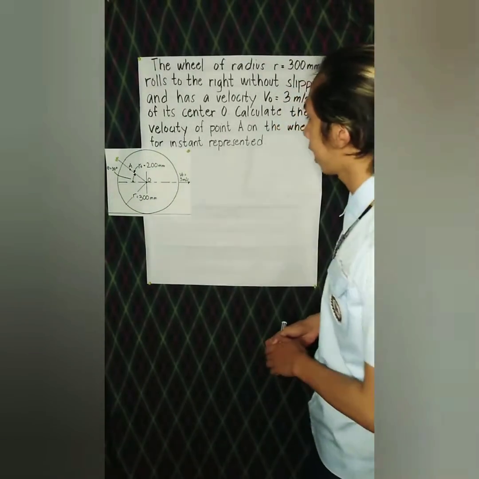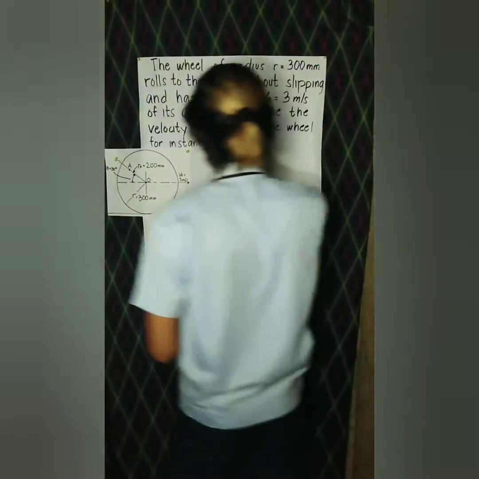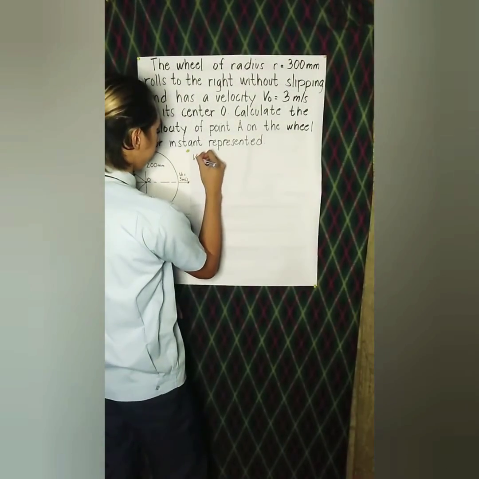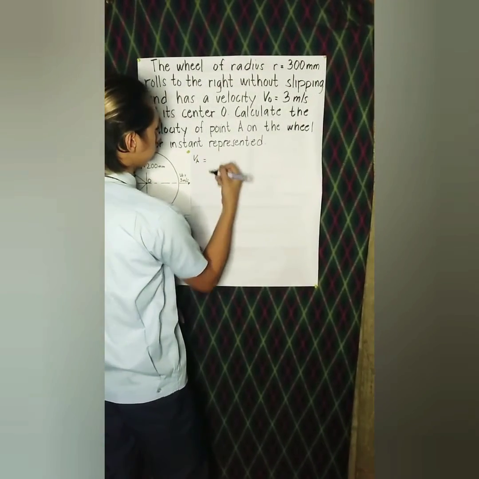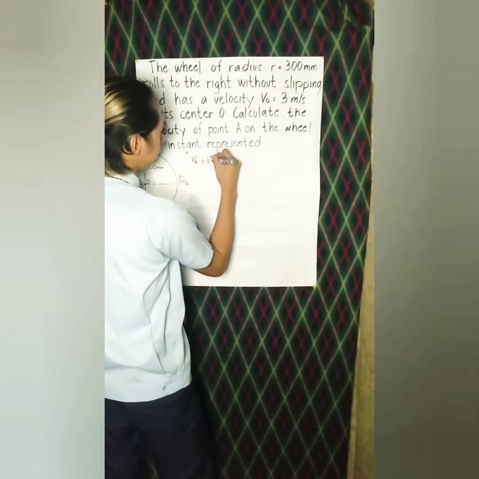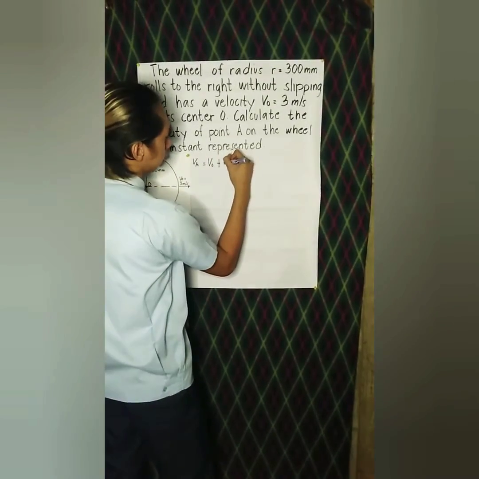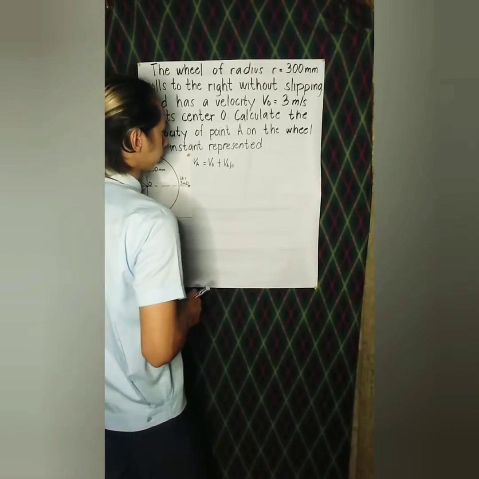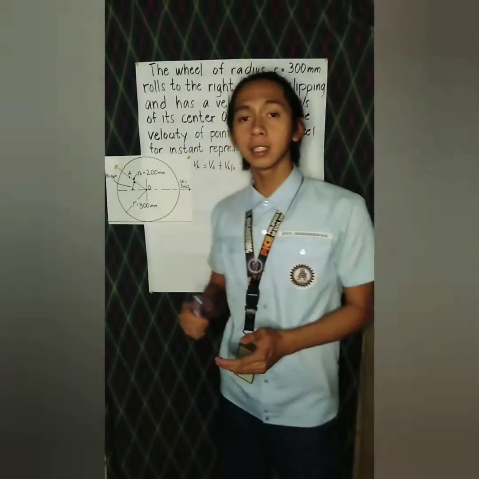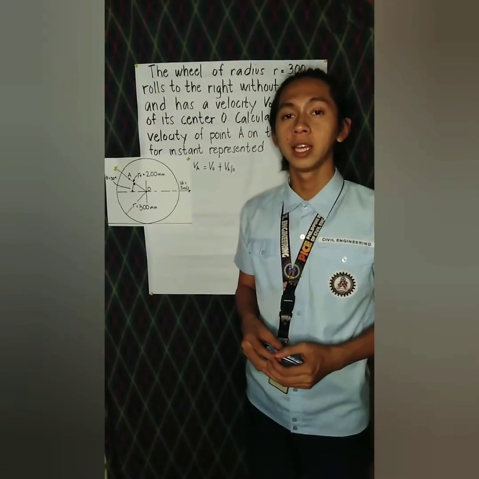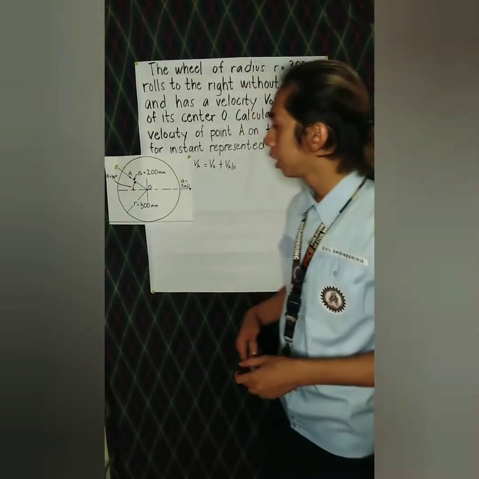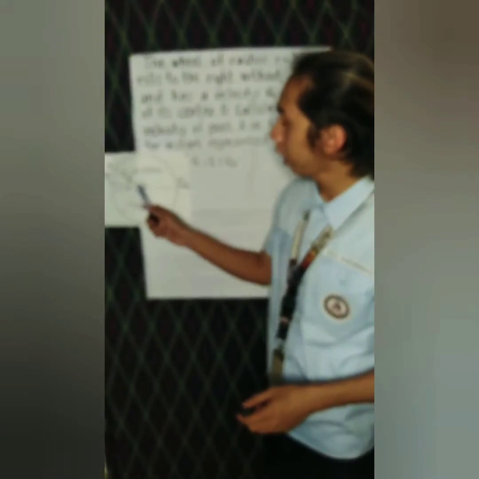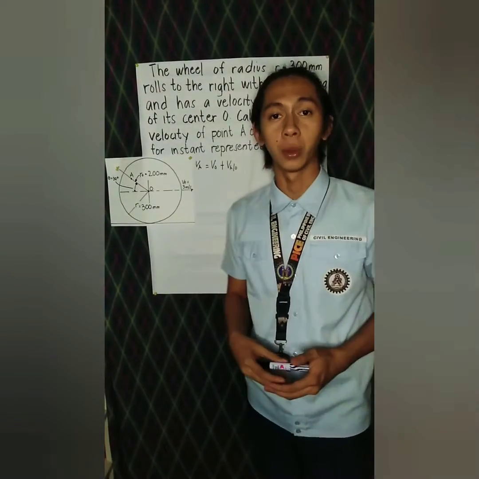So we can write that VA equals VO plus VA/O. The relative velocity term is observed translating x and y attached to the center O. The angular velocity of AO is the same as that of the wheel.